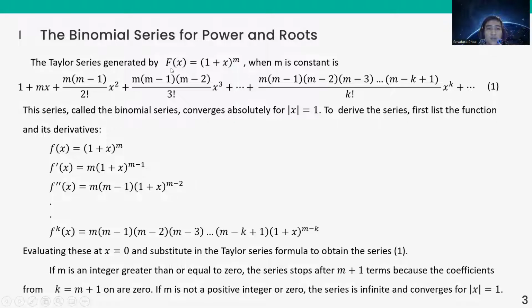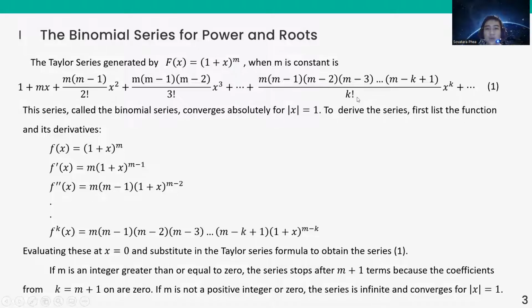The Taylor series of the function f(x) = (1 + x)^m, when m is a constant, is 1 + mx + m(m - 1)/2! x^2 + m(m - 1)(m - 2)/3! x^3 + ... + m(m - 1)(m - 2)...(m - k + 1)/k! x^k + and so on. This series is called the binomial series. It converges absolutely for |x| < 1.